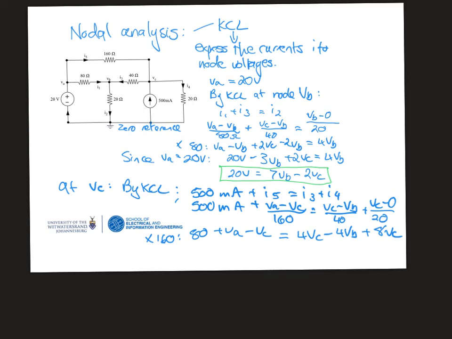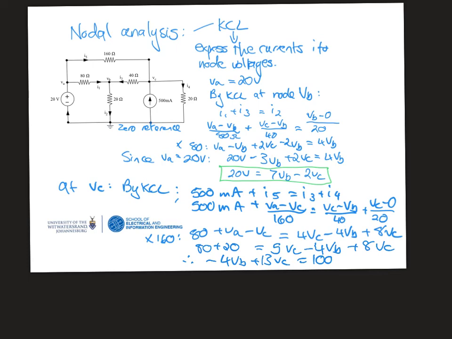And remember that VA is equal to 20 volts, so we can write this equation as 80 plus 20 is equal to 5VC minus 4VB plus 8VC, and therefore minus 4VB plus 13VC is equal to 100.